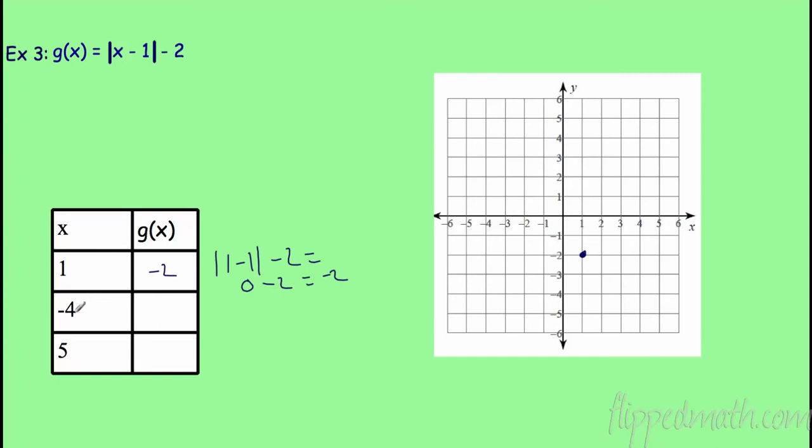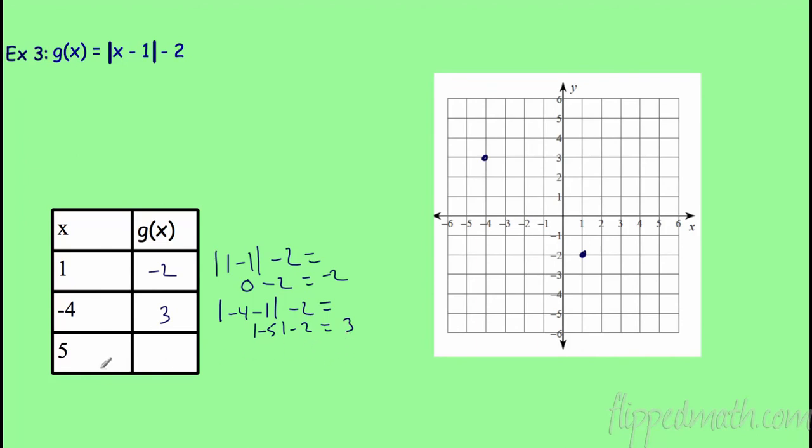Okay? Plug in negative 4. So the absolute value of negative 4 minus 1 minus 2. Let's see what we get. Negative 4 minus 1 is negative 5. Absolute value of negative 5 is 5. 5 minus 2 is 3. So negative 4, 1, 2, 3, 4, and then up 3.